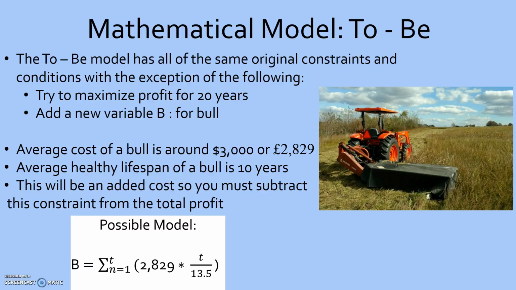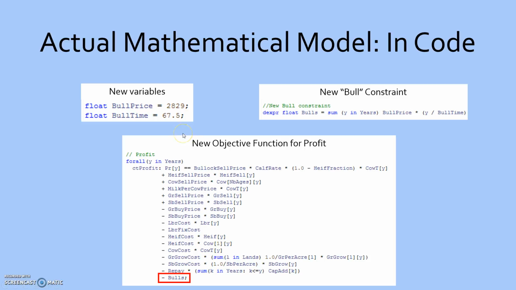And so this would be an added cost, so you would subtract this constraint from the total profit at the end. And here's my possible model, but as I was reasoning through it, I realized that that was an incorrect representation of the actual variable for bull and what it needed to be. So I modified that, and right here you can see some of my code. Here was my bull constraint, and I found that it had to be this type of a float because of the integers that it had in it, and because of the y in years, the y variable that it had in it.